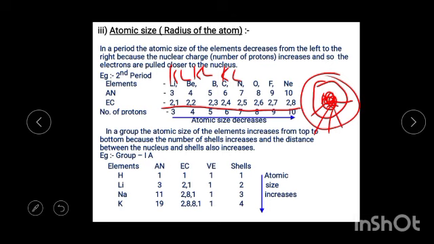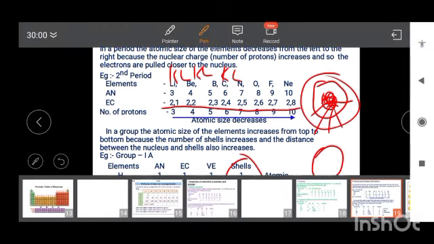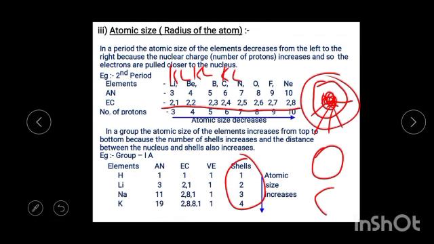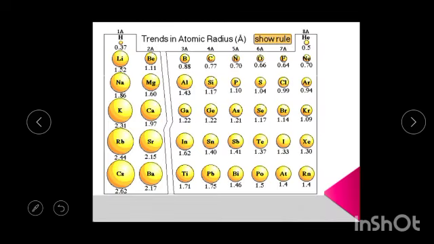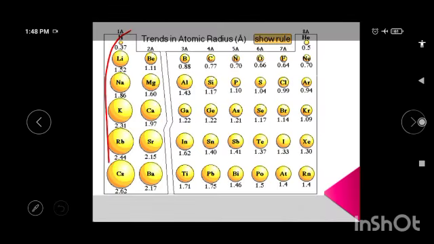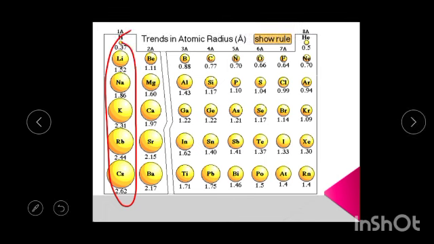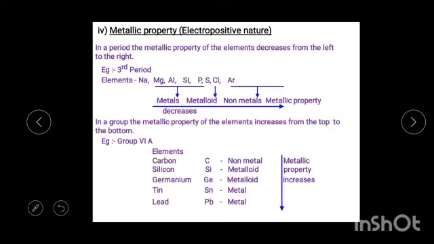And if we check with the group, the number of shells increases. For example, for lithium there is only one shell, but in the case of sodium it has 2 shells. If we move to potassium, it has 3 shells. So the number of shells increases. As the number of shells increases, what will happen? The distance from the nucleus to the valence shell also increases. So the size of an atom will increase down the group. Here you can see that down the group, the size of an atom increases as the number of shells increases, and along the period, the size of an atom decreases. These are the trends in atomic size.